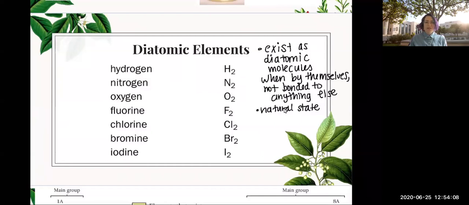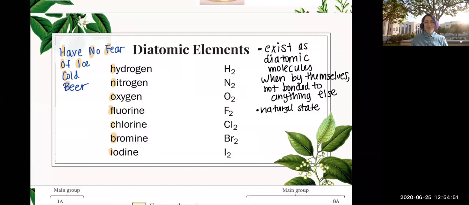The rest of these are in the same boat. You won't find a single atom of iodine in nature. You'll find only diatomic molecules of iodine. You can absolutely memorize a list like this if you want to. You can come up with a saying. One saying that I know of is: have no fear of ice cold beer. That gets all those letters in there for you. That's one way to memorize them.